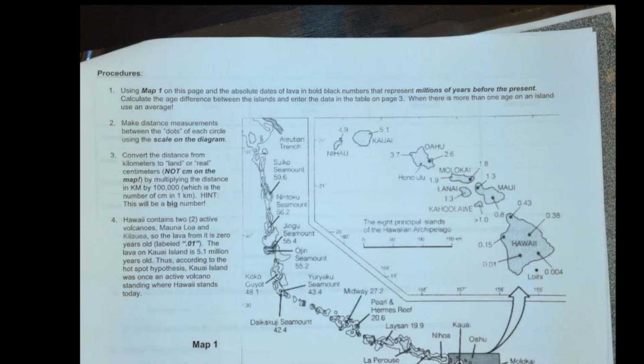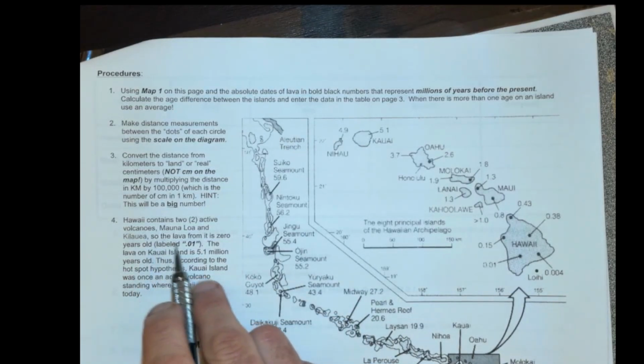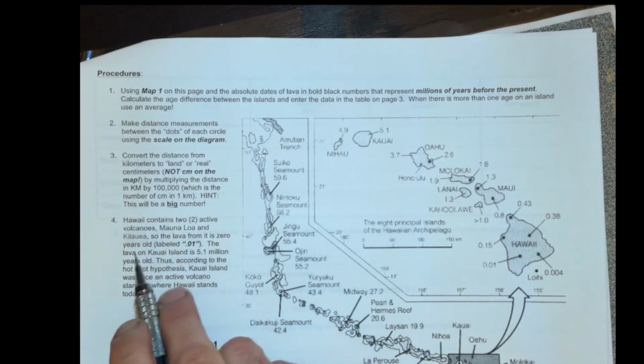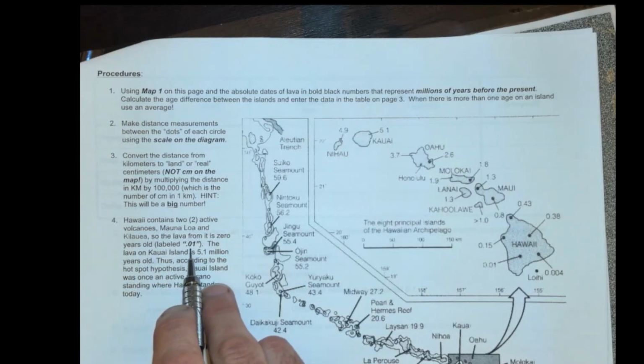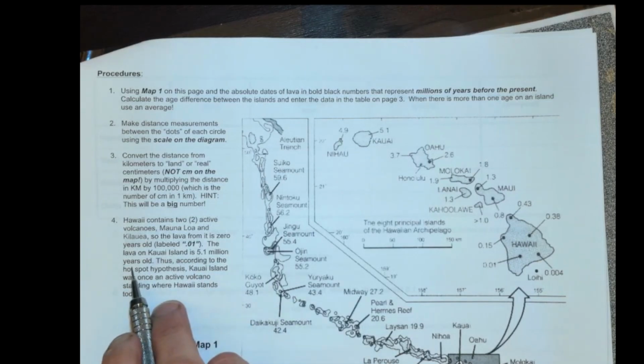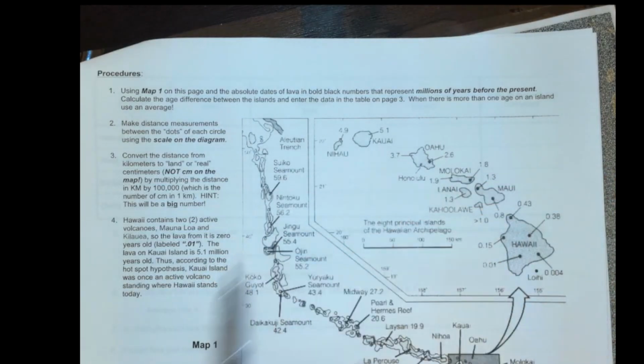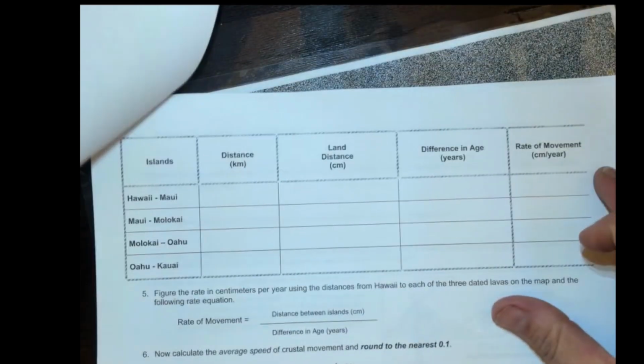And Hawaii contains 2 active volcanoes, Mauna Loa and Kilauea. So lava from it is 0 years old, labeled 0.01. The lava on Kauai Island is 5.1 million years old. Thus, according to the hotspot hypothesis, Kauai Island was once an active volcano standing where Hawaii stands today. Okay, so here's our map. We're going to come back to that in a second.